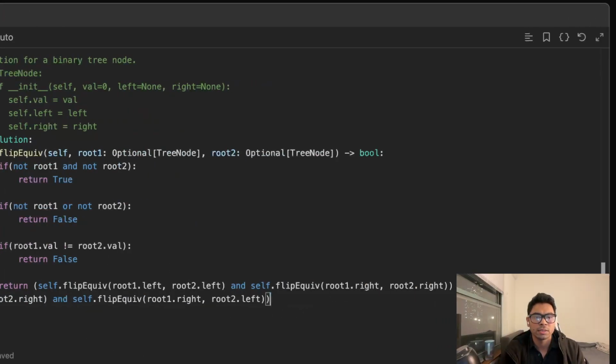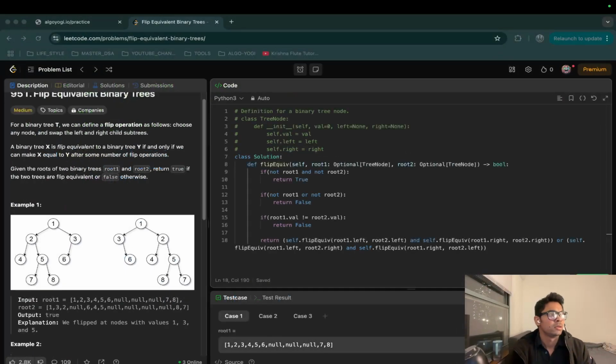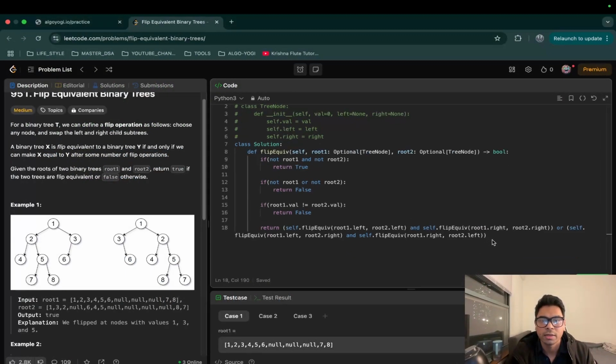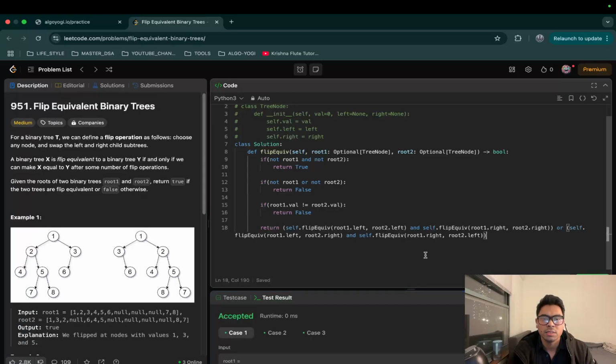All right, I think you guys can see it. Let me zoom out if you can't. All right, so let's try to run our answer. It passes the test cases. Let's submit.